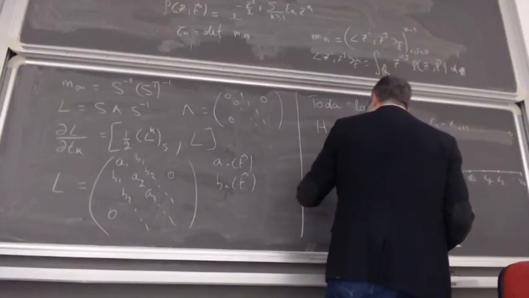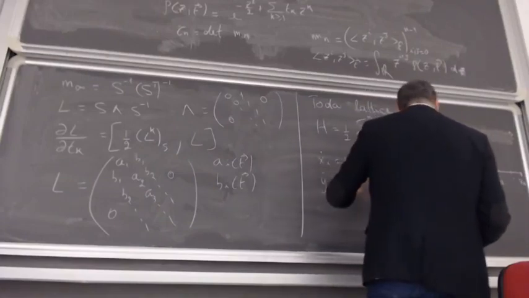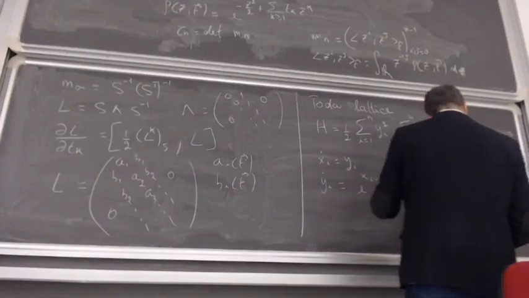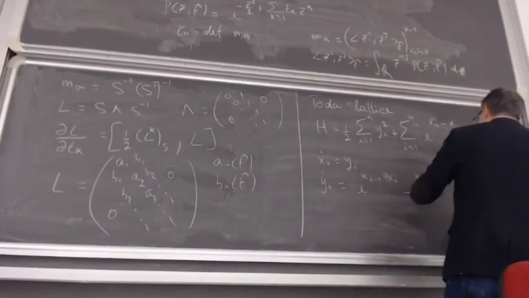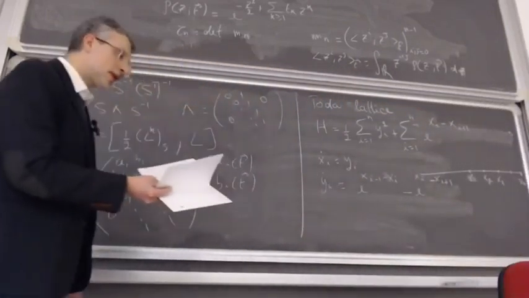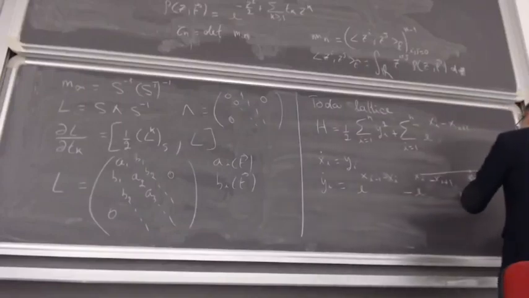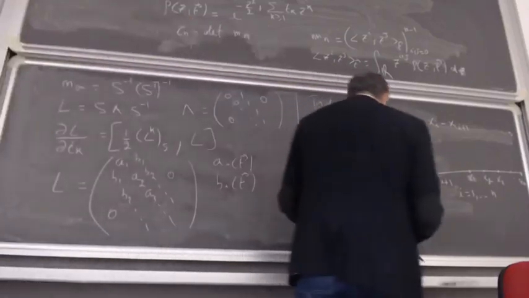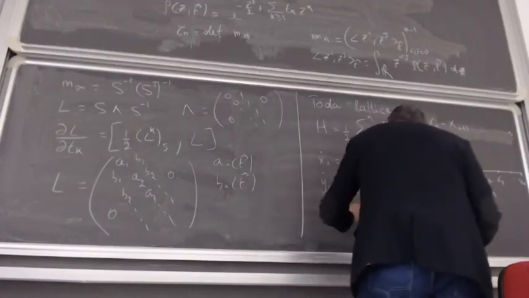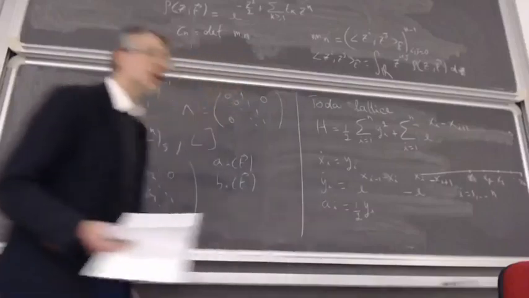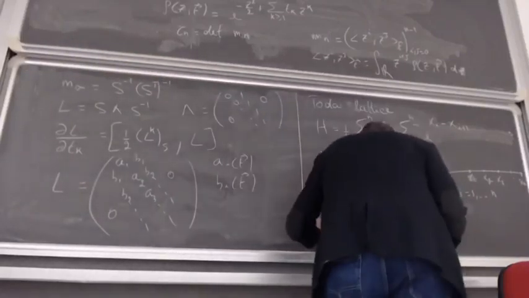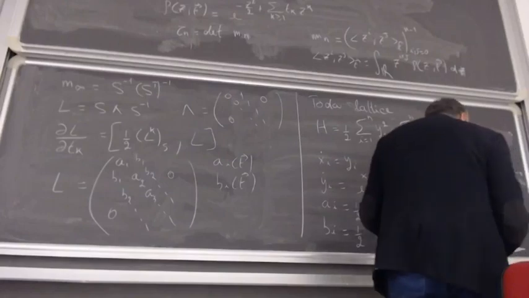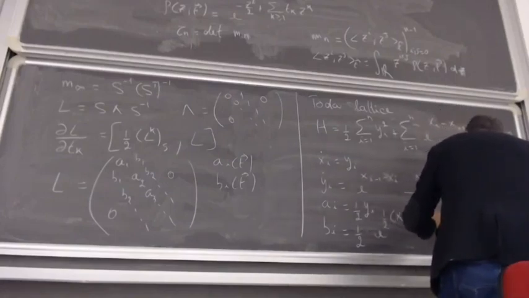The equation of motion: y_i dot is the exponential of x_{i-1} minus x_i minus the exponential of x_i minus x_{i+1}, where i goes from 1 to n. We stick to the finite dimensional system. So a_i is defined as 1 over 2 y_i. It's essentially just the momentum, and b_i is 1/2 the exponential of 1/2 (x_i minus x_{i+1}).